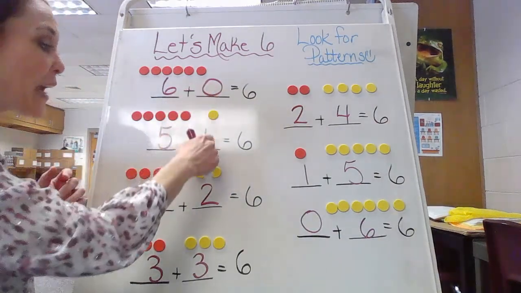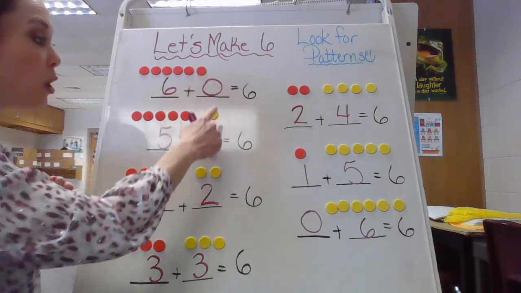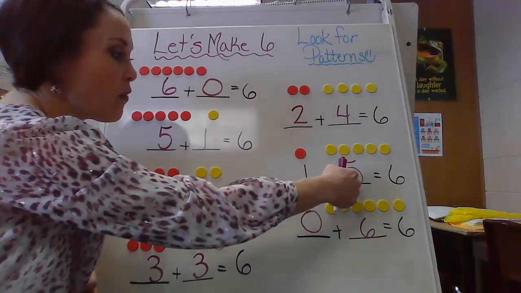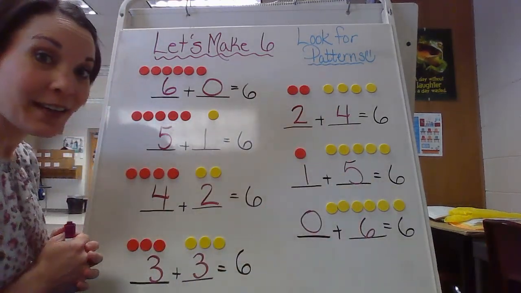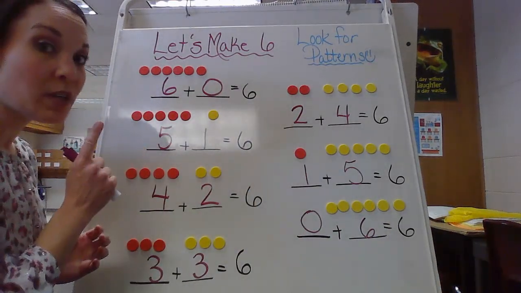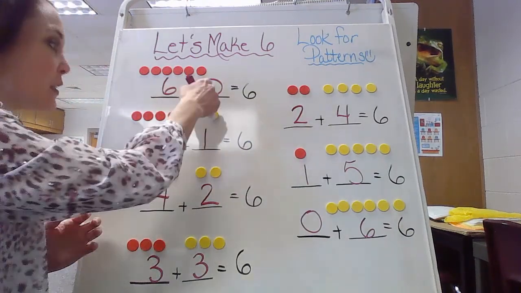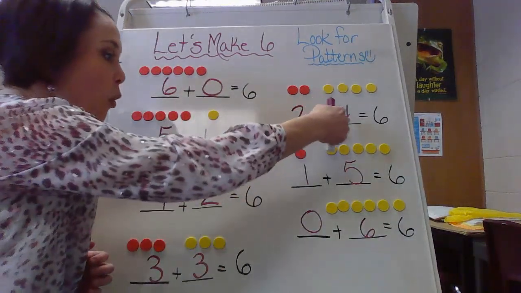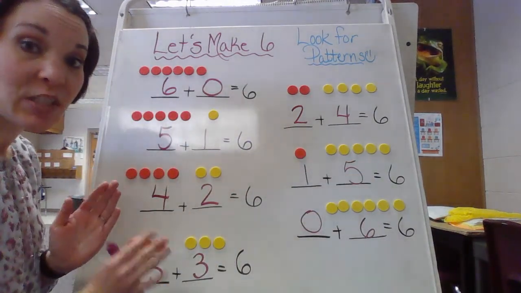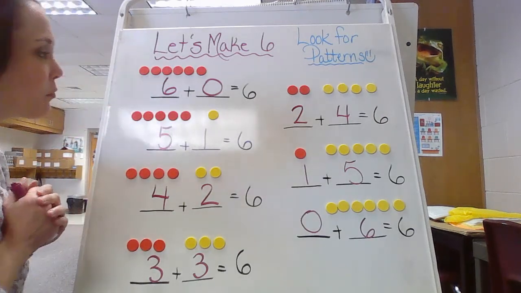Let's take a look at our yellows. That would be our second number that is in our number sentence. So now I have 0, 1, 2, 3, 4, 5, 6. So now you could see there is another pattern here. My yellows are going up by 1. So we're counting forward. 0, 1, 2, 3, 4, 5, 6. So we have some counting back. We have some counting forward. But let's even see some other things.